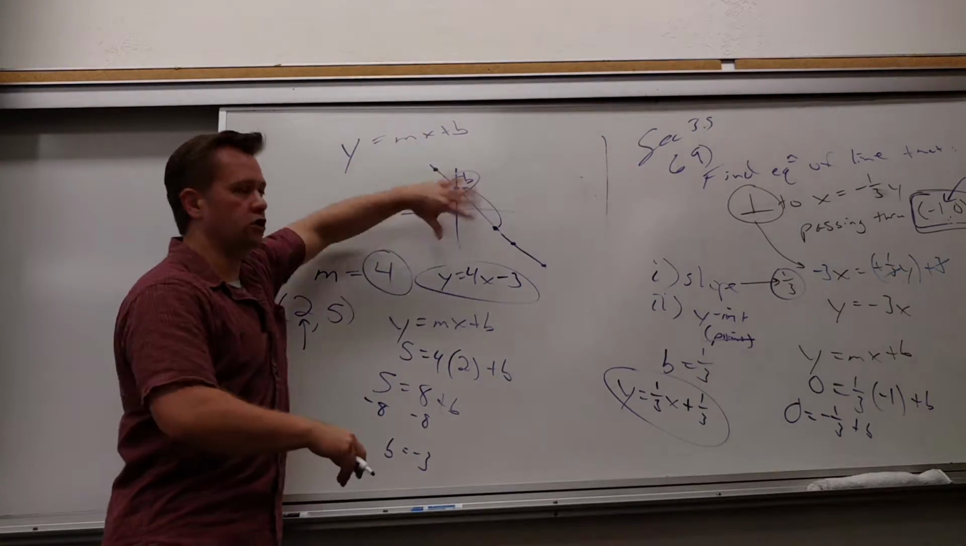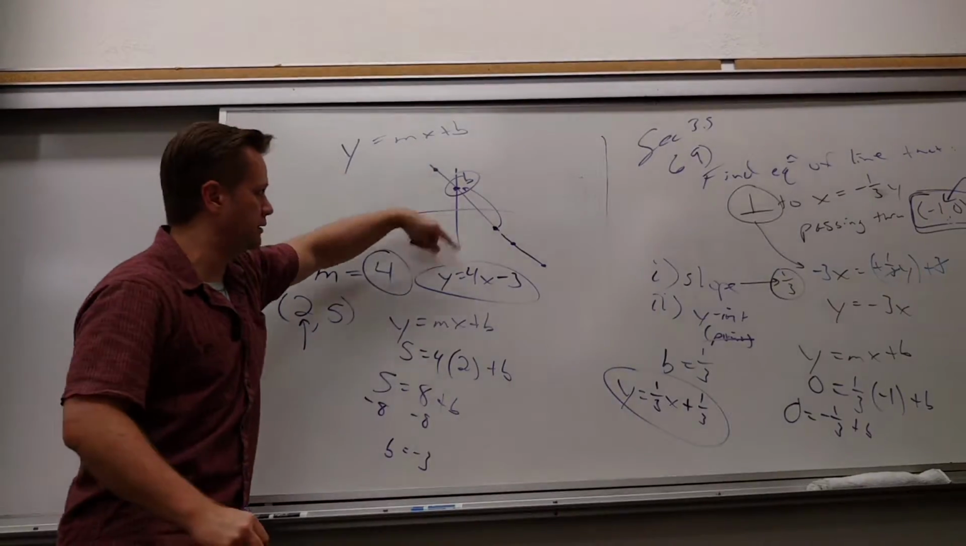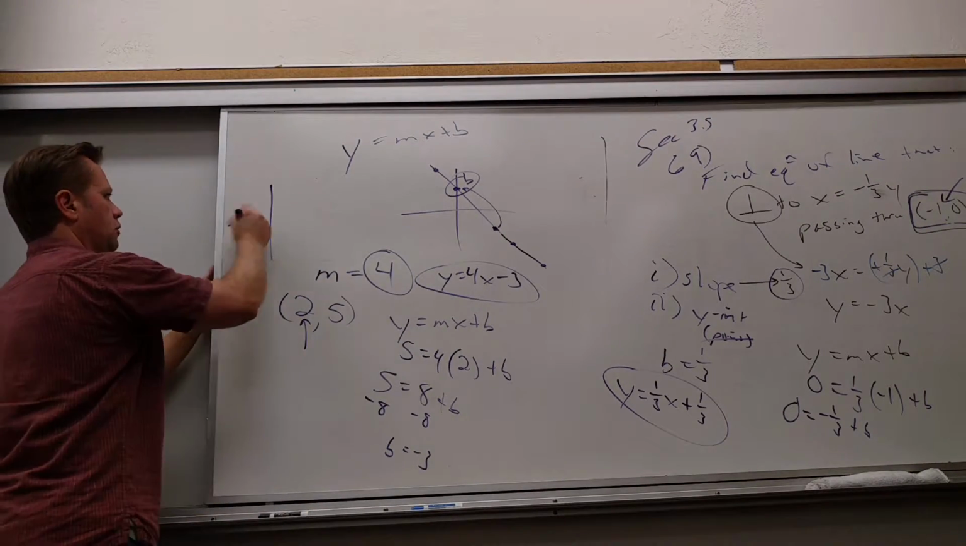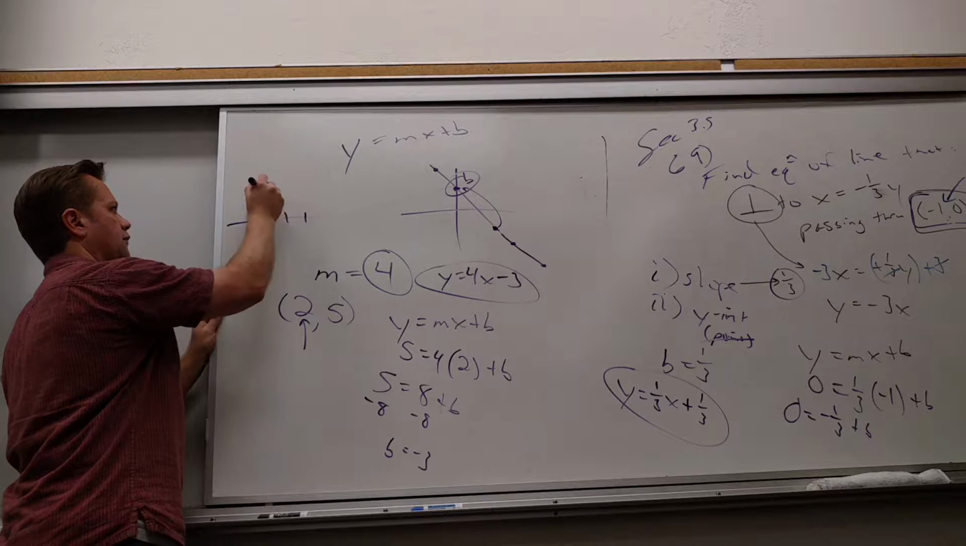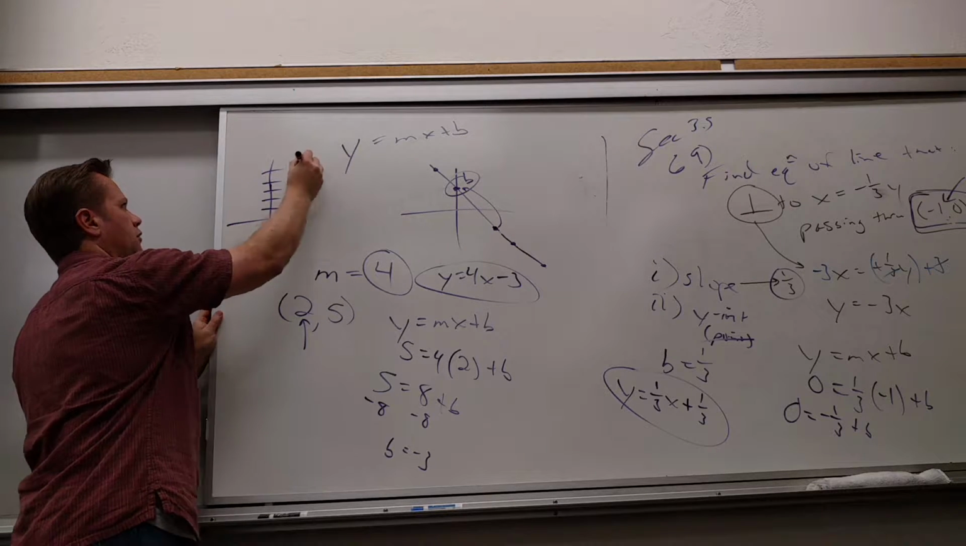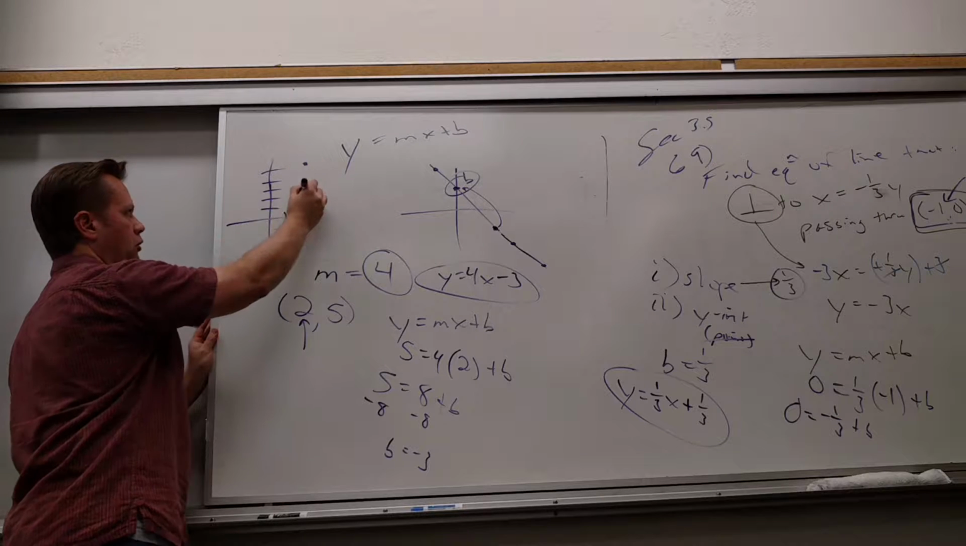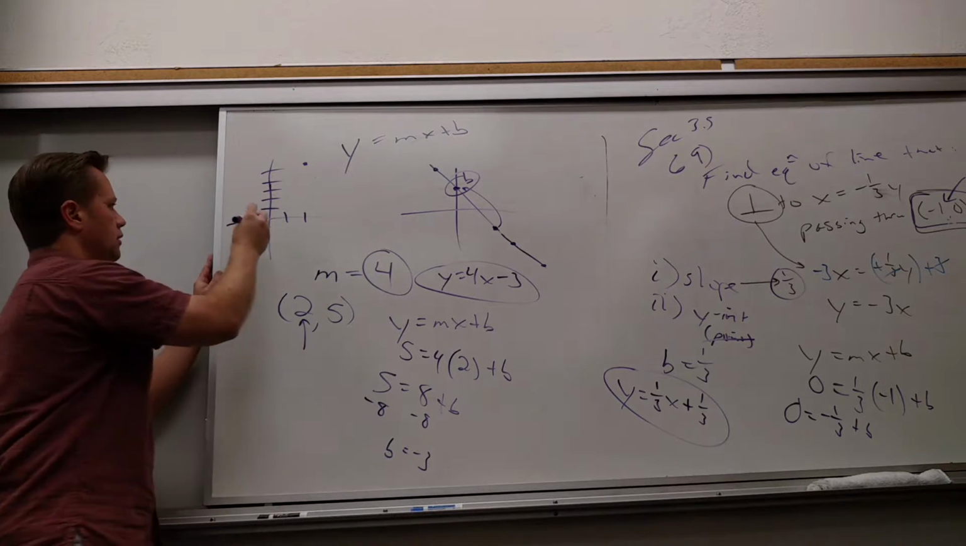By the way, that's just a general picture, right? Don't be freaking out. It's just a general picture. So I knew that it went through the point 2, 5, and I knew that the slope was 4. So doing the math helps me kind of work backwards to see. Now watch. Do it visually.